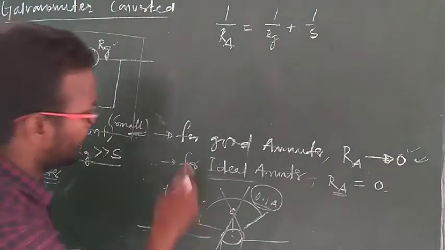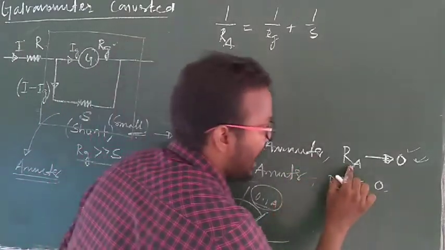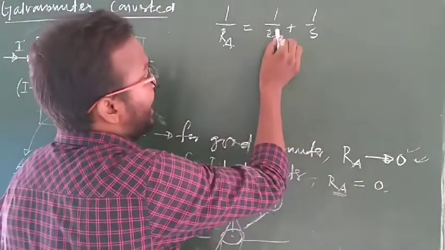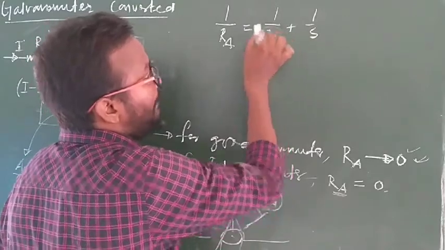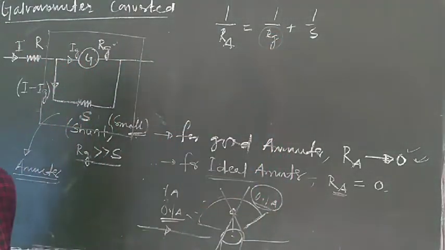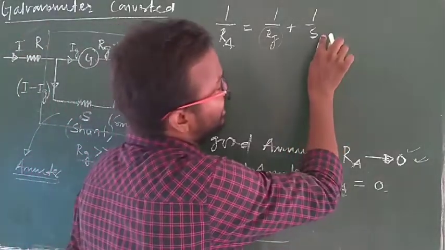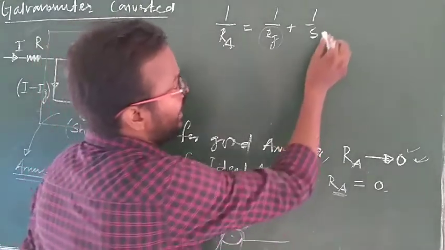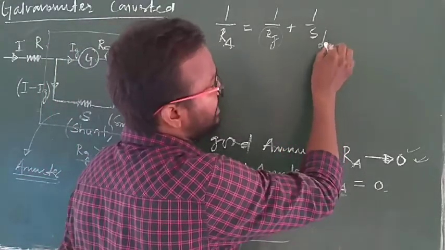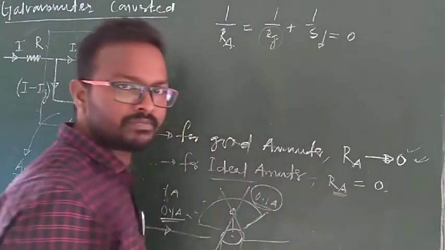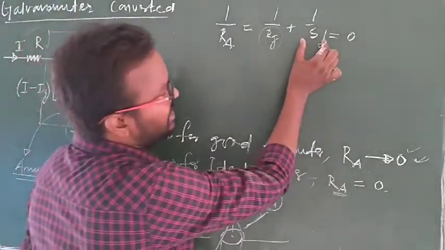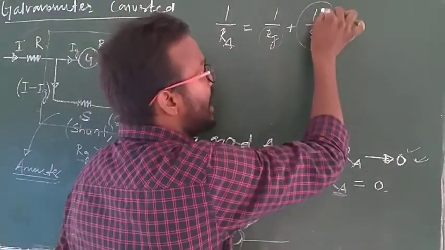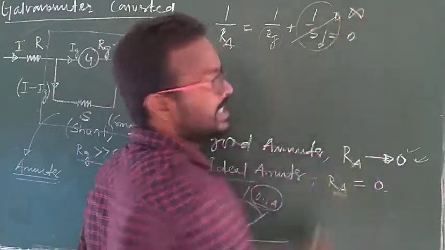Clear? So this is for board ammeter, that means Ra tends to 0. What is the condition? Because we cannot change the value of Rg. This is fixed for a galvanometer, but we can change the shunt resistance. If we decrease the shunt resistance up to 0, it is very small resistance, then this factor 1 by 0 is equal to infinite.